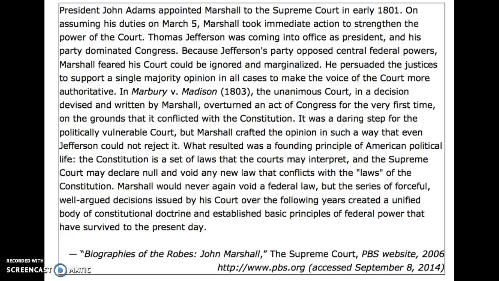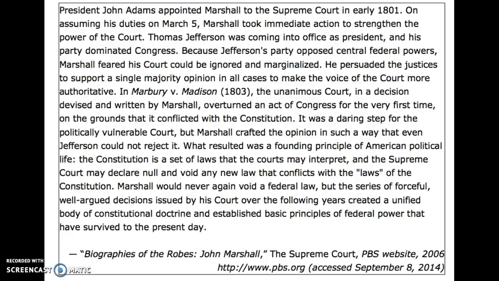In Marbury v. Madison, 1803, the unanimous court, in a decision devised and written by Marshall, overturned an act of Congress for the very first time, on the grounds that it conflicted with the Constitution. It was a daring step for the politically vulnerable court, but Marshall crafted the opinion in such a way that even Jefferson could not reject it. What resulted was a founding principle of American political life. The Constitution is a set of laws that the courts may interpret, and the Supreme Court may declare null and void any new law that conflicts with the laws of the Constitution.